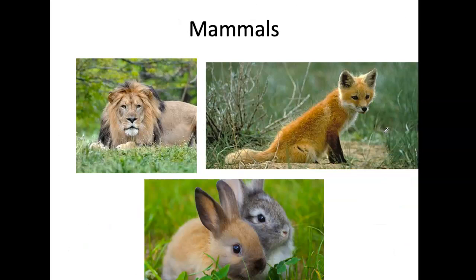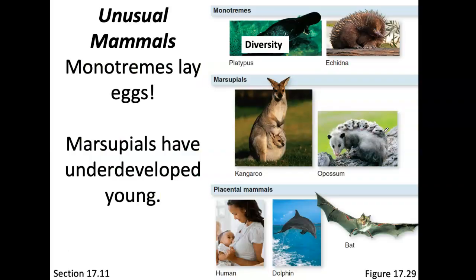Here's some amazing mammals. And then there are some incredibly unusual mammals. And so these exceptions are fun to look at. And the platypus and the echidna, so these are in Australia, and they are mammals, but they lay eggs. Now that's unusual. So they're called monotremes. These are the ones that lay eggs here, even though they're mammals.